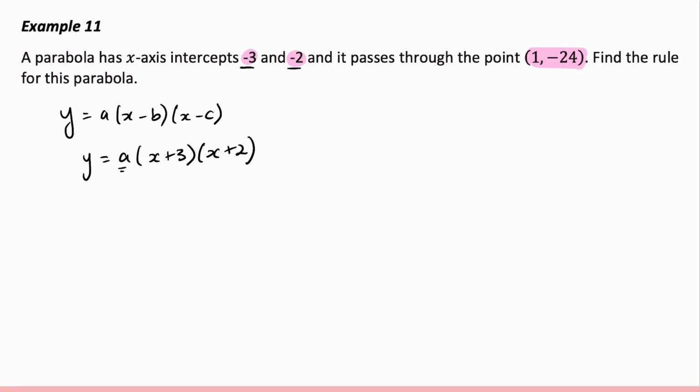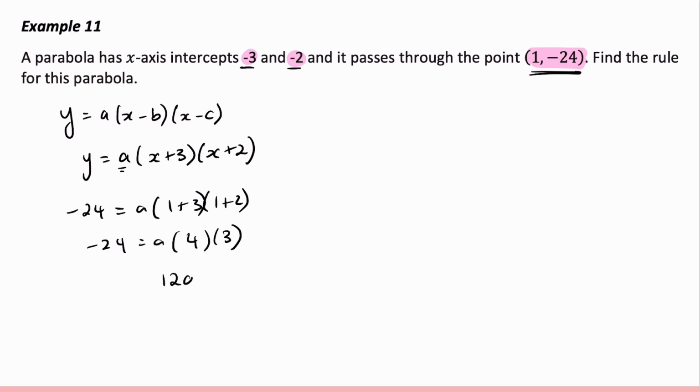And now to be able to find a, which is the dilation factor, I just need to substitute that point in. So we're going to go -24 equals a(1 + 3)(1 + 2). So 1 plus 3 is 4, 1 plus 2 is 3. 4 times 3 is 12. So when I rearrange that, I get a is equal to -2. So my final equation is going to be -2(x + 3)(x + 2).